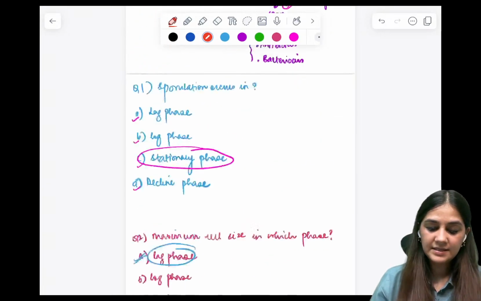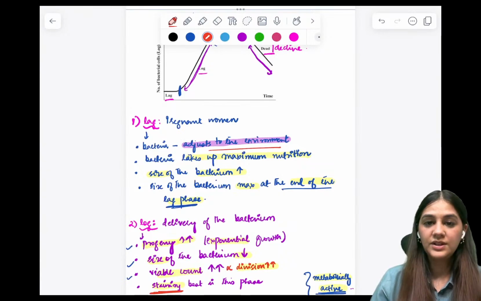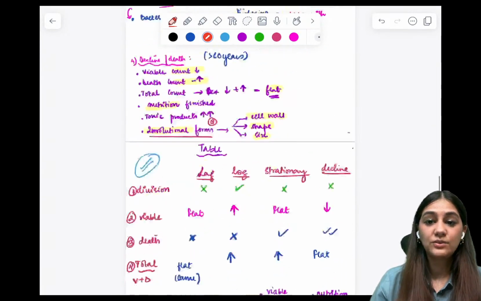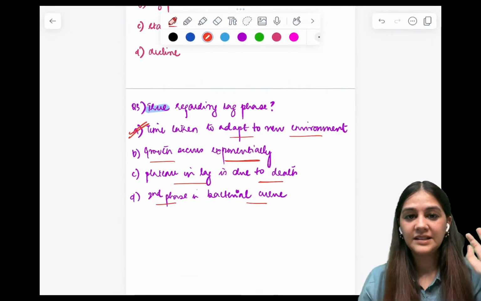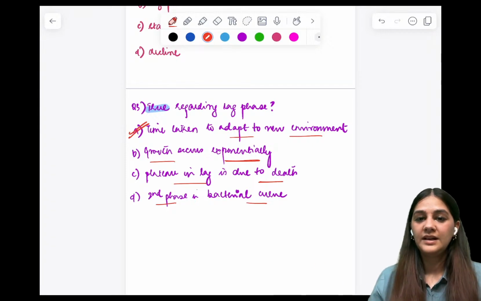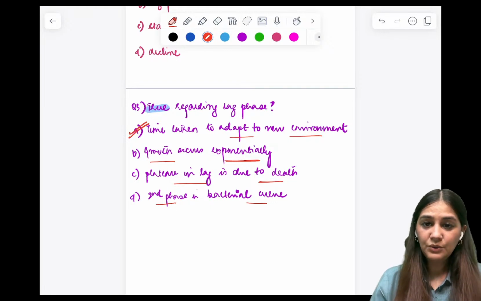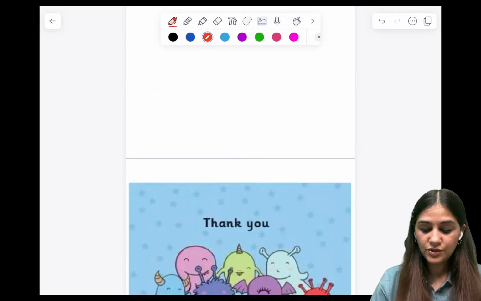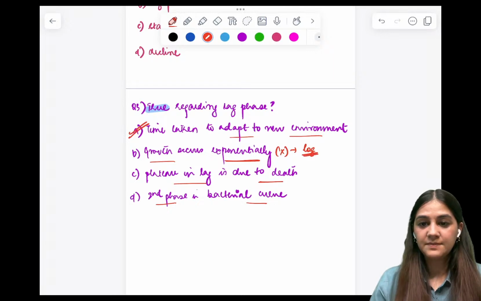Why? Because as I said, if you remember, going back to where I wrote it, it's trying to adjust to the environment, right? The bacterium is trying to adjust to the environment in the lag phase because it has just found out that she's pregnant and now she's trying to adjust to this new life that she's going to live. So time taken to adapt to the new environment is right. Is growth happening exponentially here in the lag phase? No, it's not. Sorry, it's not happening in the lag phase. It's happening in the log phase. Babies are being produced in the log phase. Growth is happening in the log phase, right?